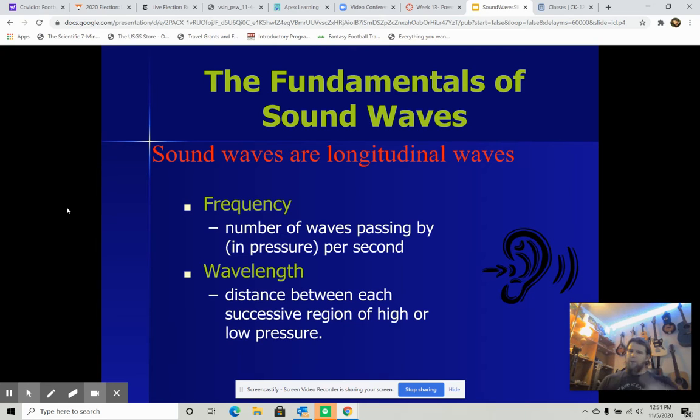The frequency, like we said before, is going to be related to pressure, and the higher the frequency, the higher the pitch will be. That's just because there are so many waves passing by in a single second. If we slow down that frequency, the pitch drops, and we have longer wavelengths. So they have that relationship.